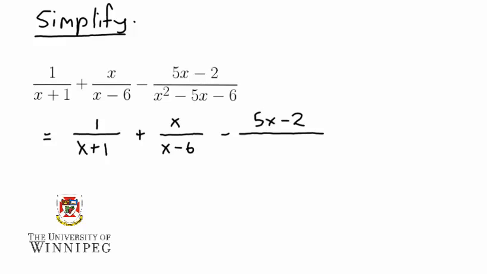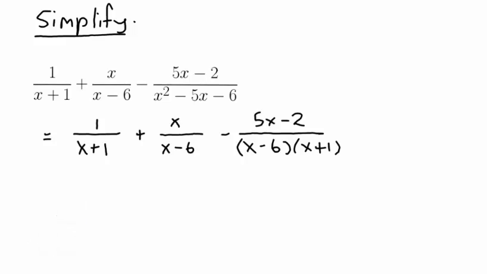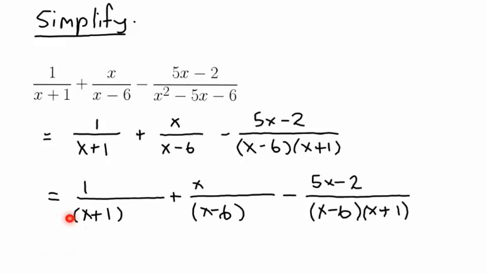X squared minus 5x minus 6 is going to factor into the binomial factors x minus 6 and x plus 1. Next, our goal is to take a look at all of the factors inside of our three denominators and try to find our lowest common denominator. Well, it looks like our second fraction here has both of the factors in the denominators of our previous two rational expressions. So we're going to leave this rational expression as it is.